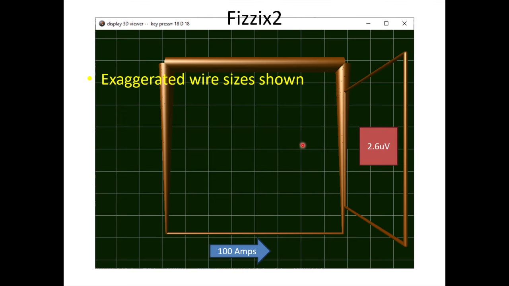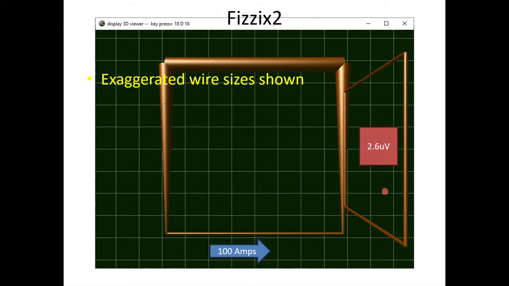This is the tapered conductor Venturi effect. In this loop, we have 100 amps flowing around counterclockwise. Over here is a detection loop of wire. Because of the deceleration of the current up here, and then the acceleration of the current back down here, there's going to be a DC voltage induced in this loop.